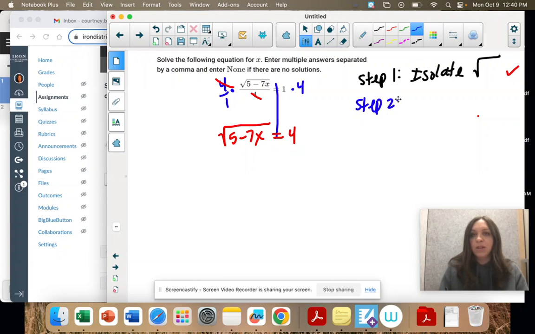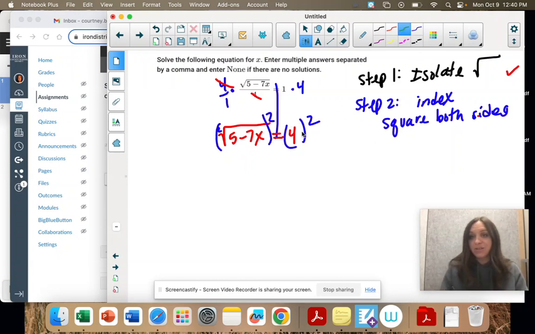Step 2, we look at the index. Ours is just a regular square root, so we're going to square both sides. I'm going to square my square root, and I have to keep it balanced, so I have to square the other side. When you square a square root, you're left with just what's underneath. So 5 minus 7x. And over here I have 4 squared, which is 4 times 4, which is 16.